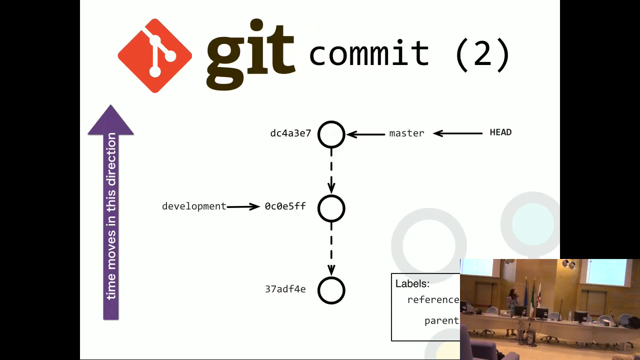So if in this case now we commit again, what will happen is this. We create a new commit, the master branch will move to the new commit, but the development branch will stay pointing to the commit it was before. So changing master doesn't change development. So far so easy.